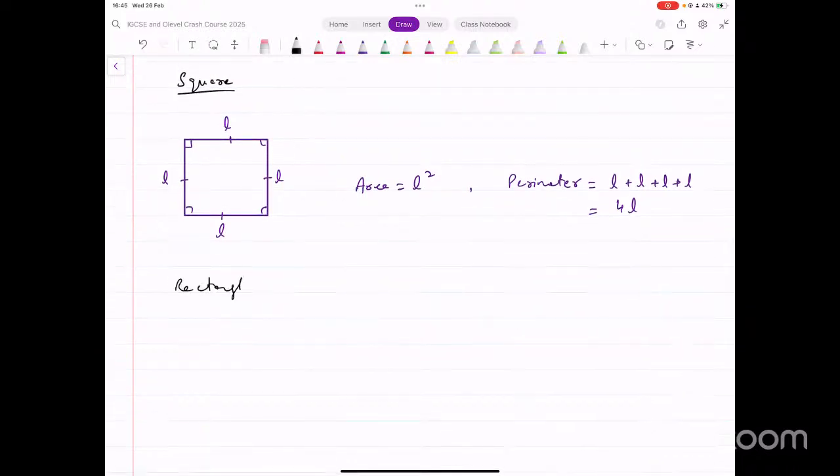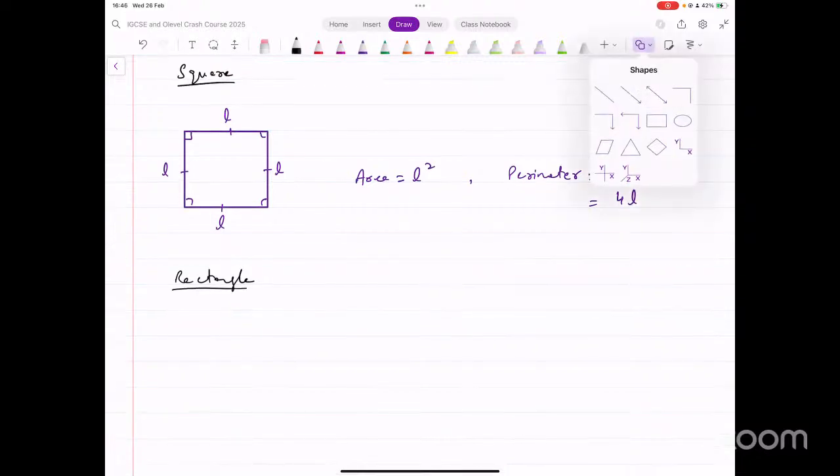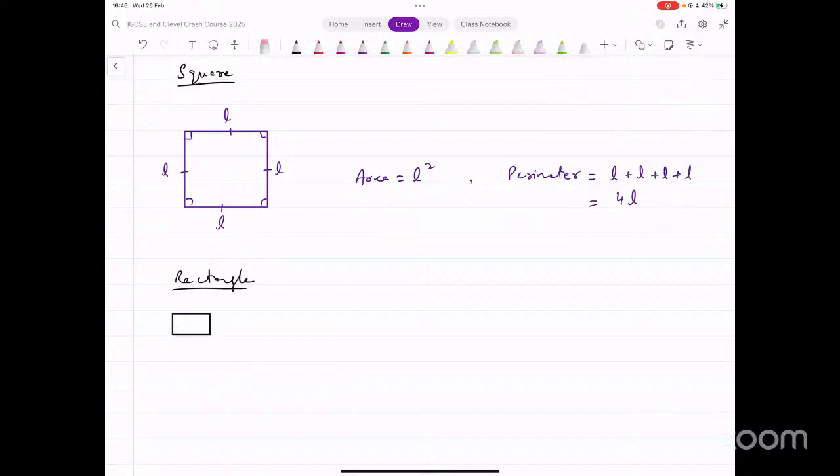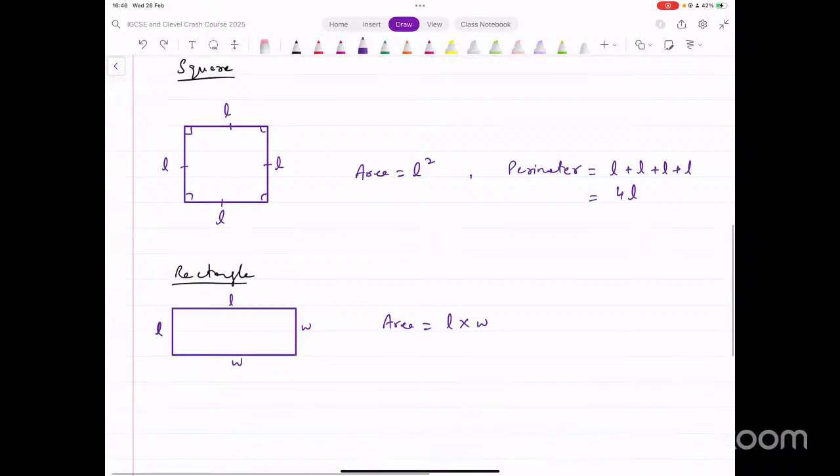Then you have a rectangle. What's the area of a rectangle? Area of a rectangle is given by length into width. So let's say we have a rectangle that looks like this. Now, in this case, let's say one side is L and the other side is W. And of course, the other two sides are going to be L and W as well. If you want to find the space inside this rectangle, how do you do that? You would just multiply L and W. That's the area formula.